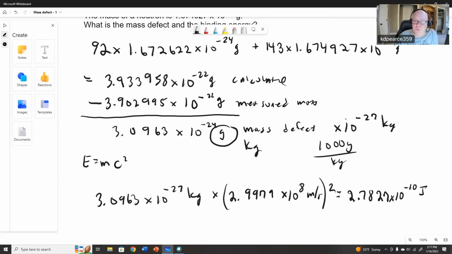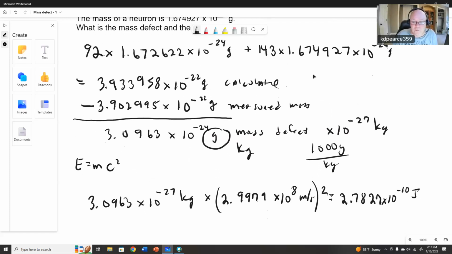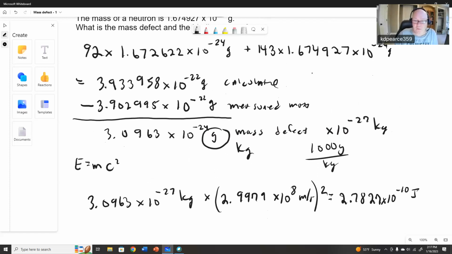You can on your own decide, well, what if I was to do 92 grams? In other words, 1 mole of uranium, you'd have a bazillion joules of energy, which is why nuclear power plants and fission is so powerful. Okay, so there you have it. We have our mass defect and we have the joules if we start with grams.